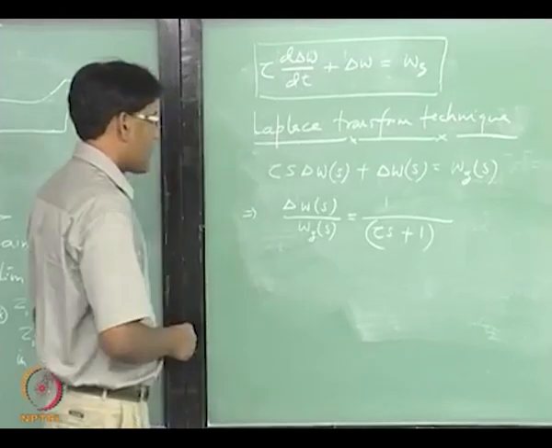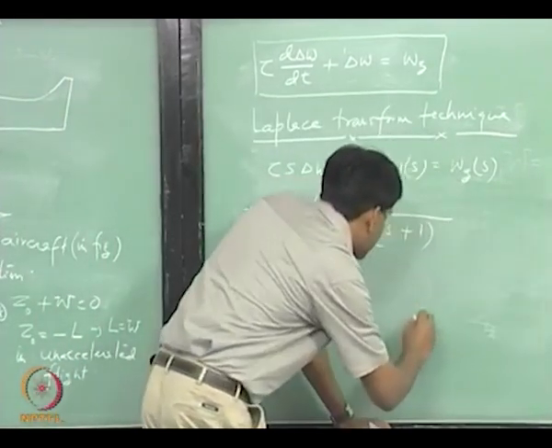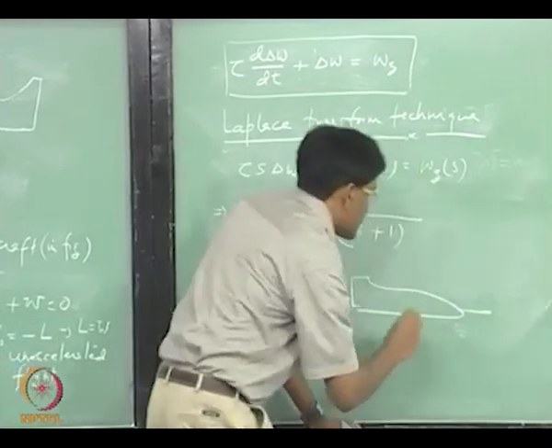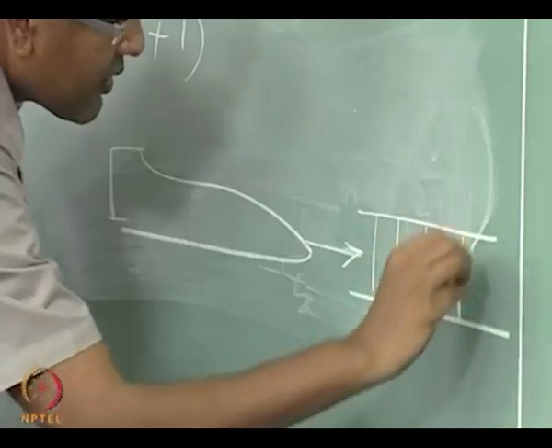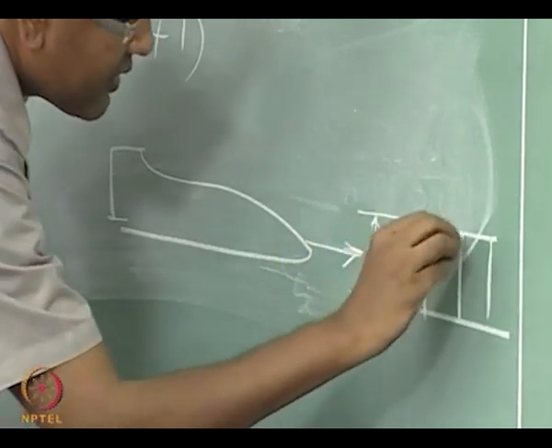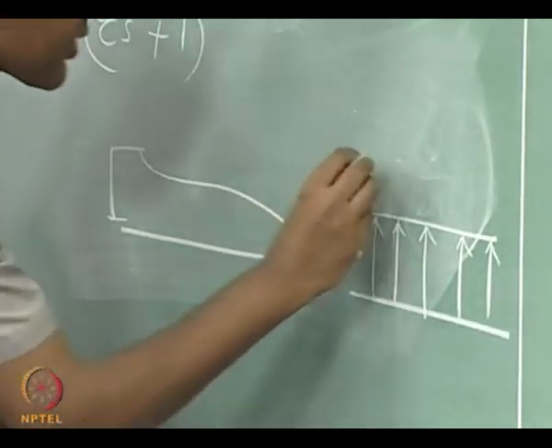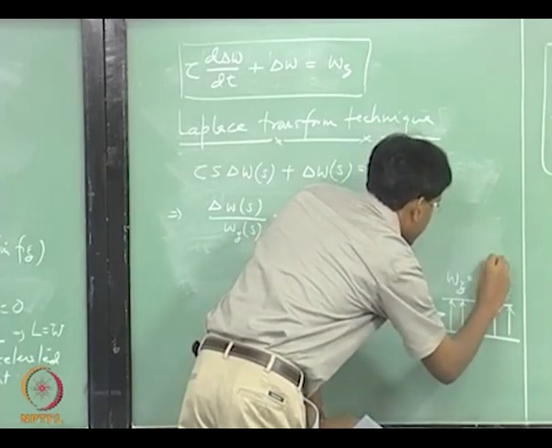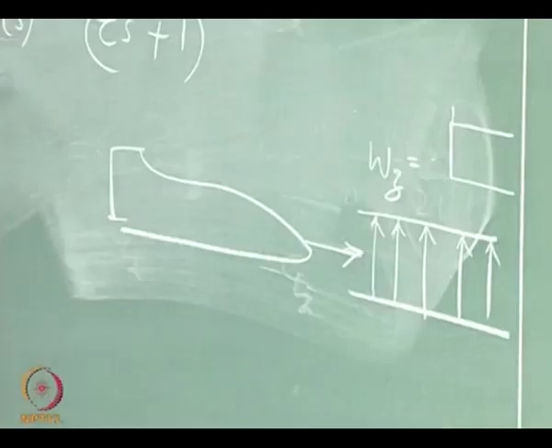Now let us look at a profile of this WG, and it is looking something like this. So your aircraft is going in this direction and suddenly it sees wind in the vertical direction. Okay. So it is like a step input, right.